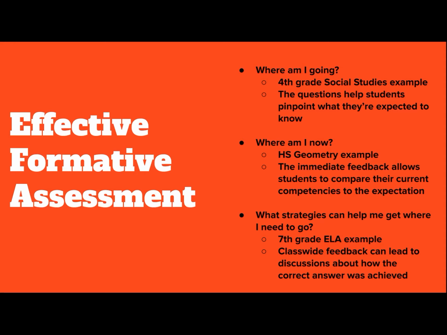So if they're taking this quick formative assessment, let's say it's 5 questions, and they got 3 of the 5 questions correct and they got 2 of them wrong, then they know that they still have some areas to grow, and they know specifically what types of questions they need to grow with. And then finally, what strategies can help me get to where I need to go?